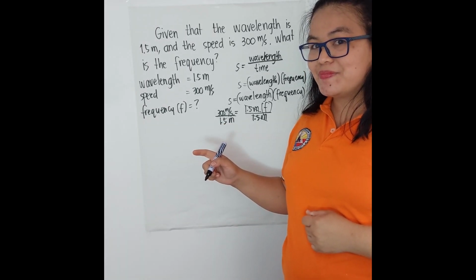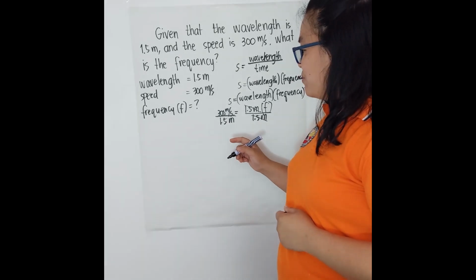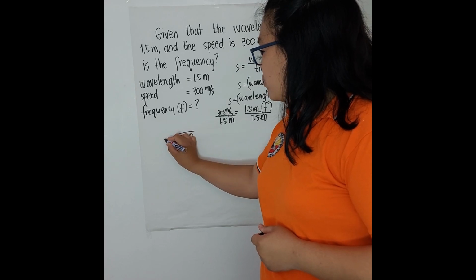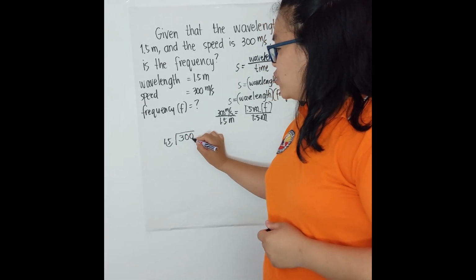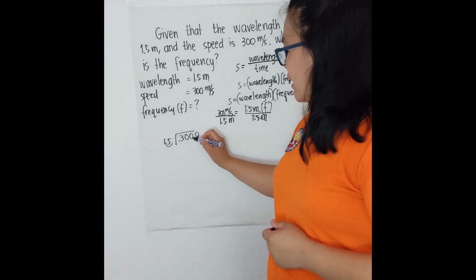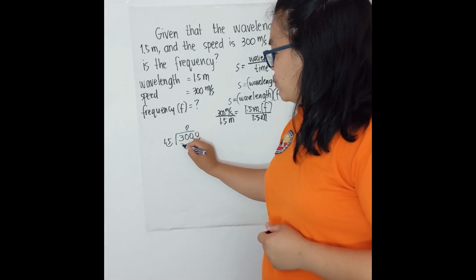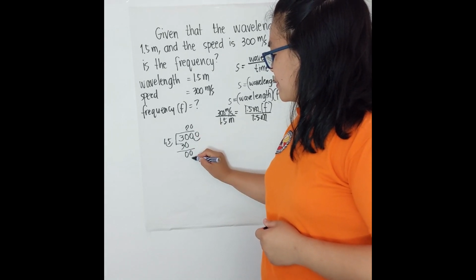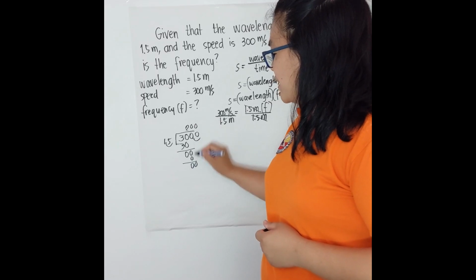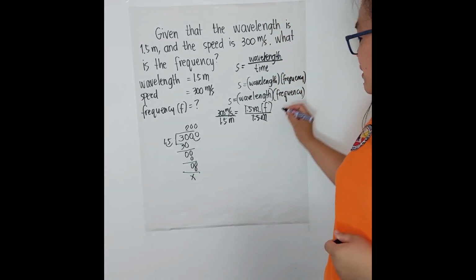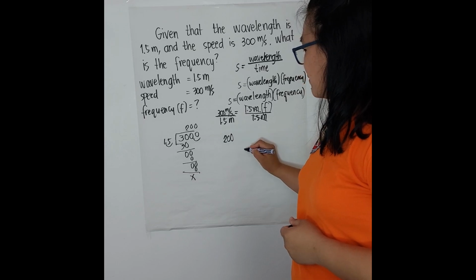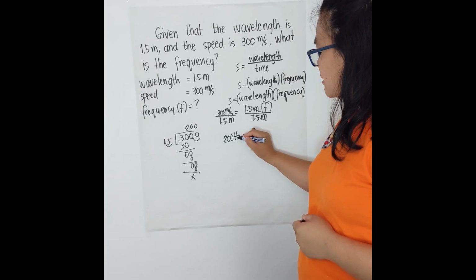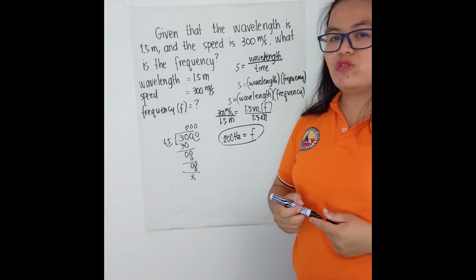Anybody? Okay, so if you would like to use long division, it should be 1.5. Remember to move your decimal point. 30 divided by 15, we've got 2. And then the rest would be just zeros. So the answer should be 200, so 200 is equal to F. And what is our unit for frequency? It should be hertz. The final answer, F is equal to 200 hertz.